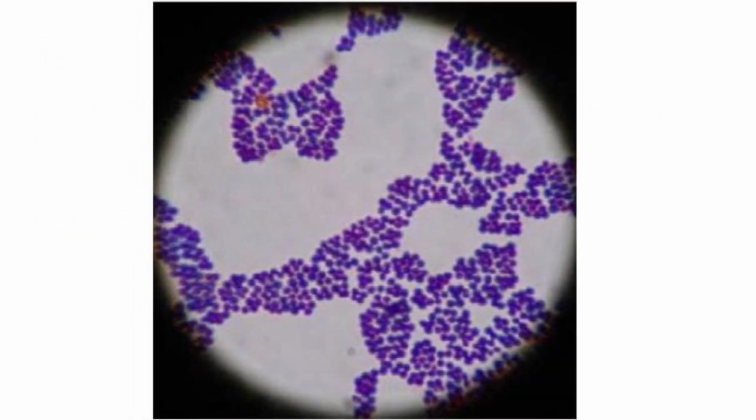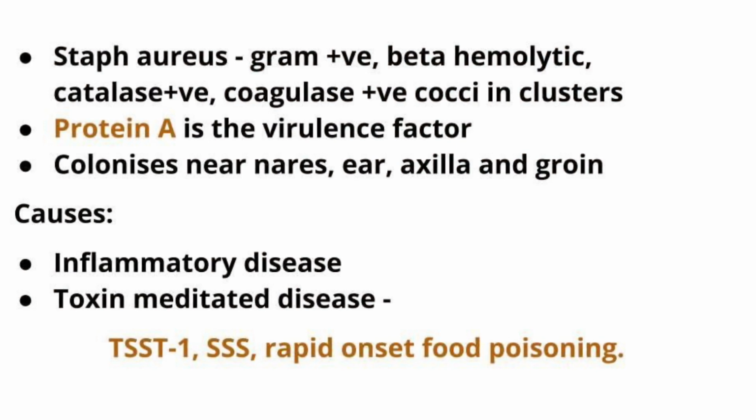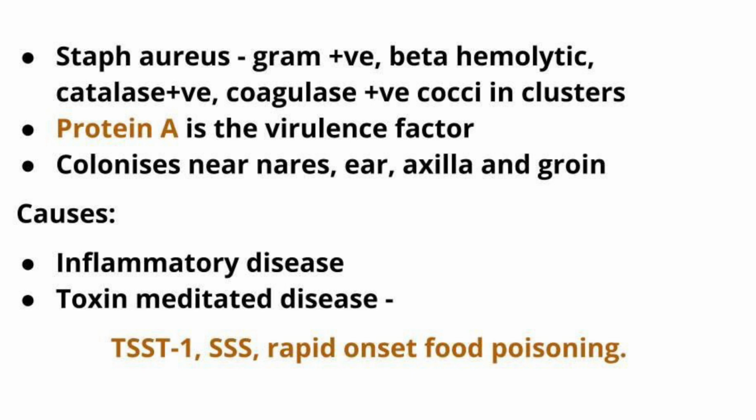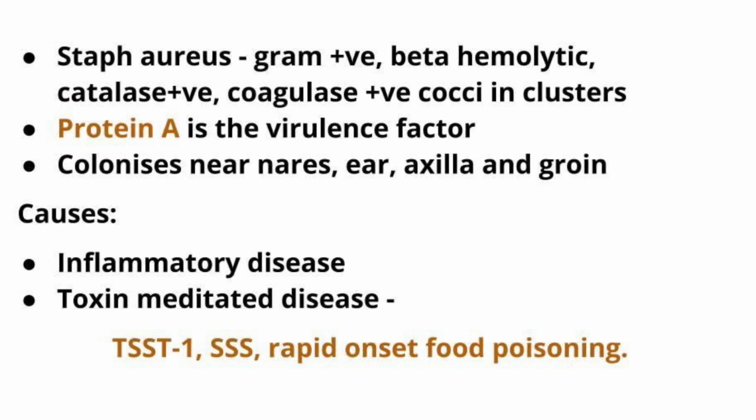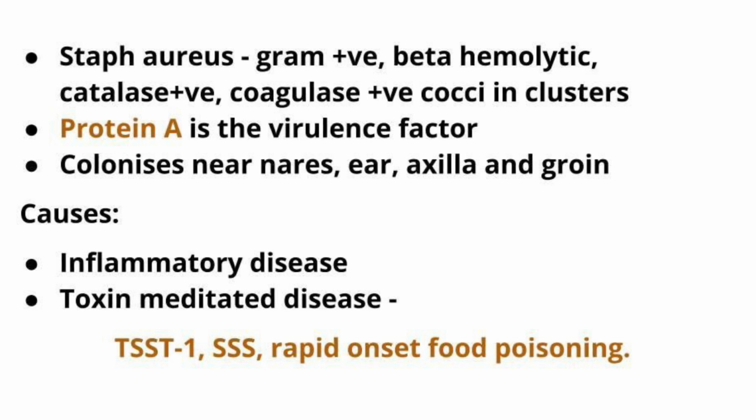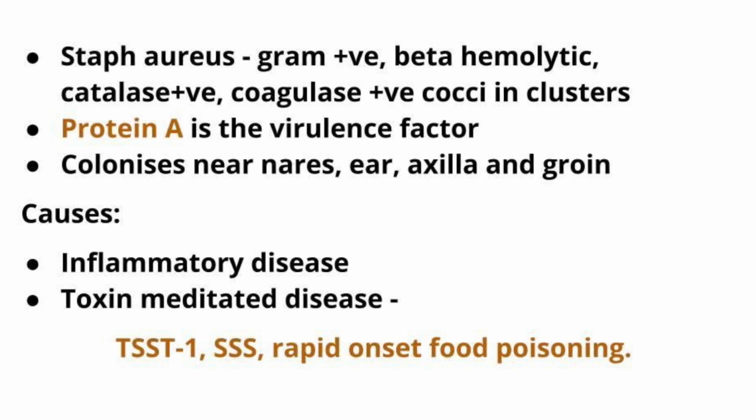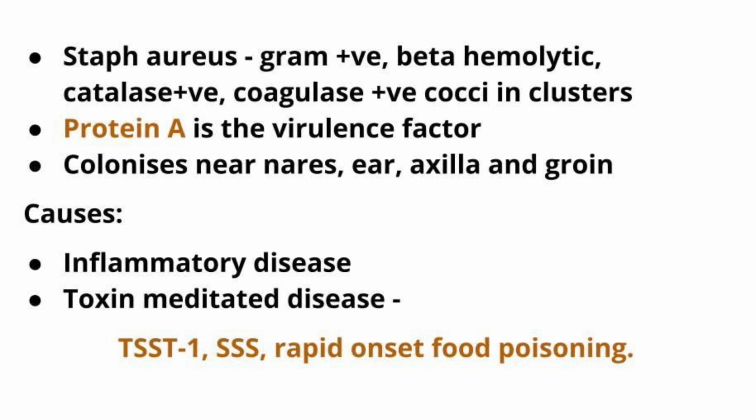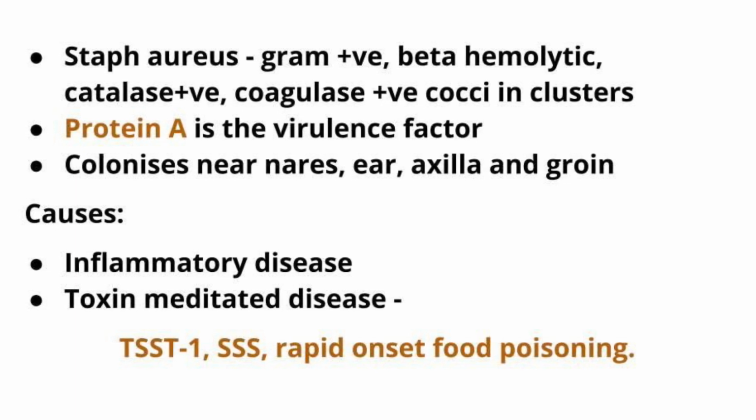Let us know a few details about Staphylococcus aureus. It is a gram-positive, beta-hemolytic, catalase positive, and coagulase positive cocci which occur in clusters. Protein A is the virulence factor of Staphylococcus aureus. The most common colonizing areas of Staph aureus in the normal human body are nasal nares, ear, axilla, and also groin.